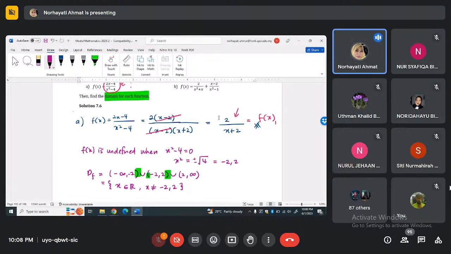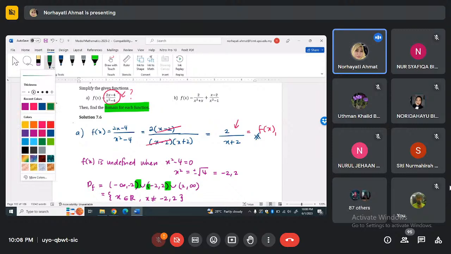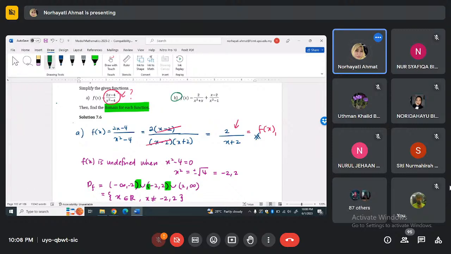So, how to simplify this function? Okay, apa kita nak buat dulu? Untuk B, question B. This one. What should we do first? Samakan denominator. Bagus. Okay, samakan denominator. So, what is the common denominator?